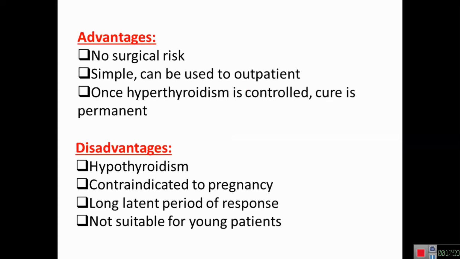Okay, so the advantage of using radioactive iodine: no surgical risks. It is simple and can be used in outpatients, very easy. And once hyperthyroidism is controlled, the cure is permanent. Keep it in your mind. This is the advantage of using radioactive iodine, but it has disadvantages as well.